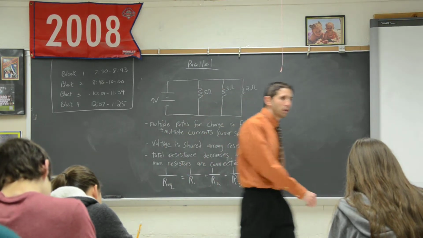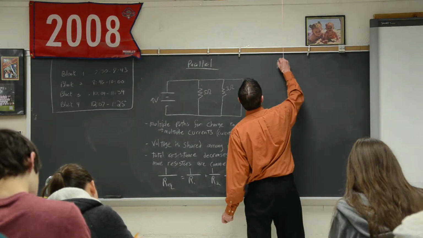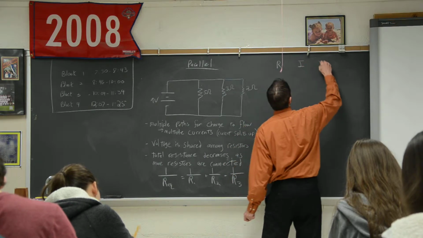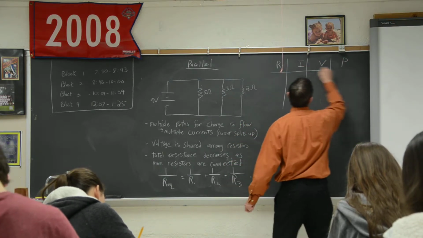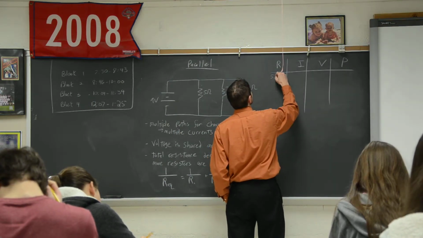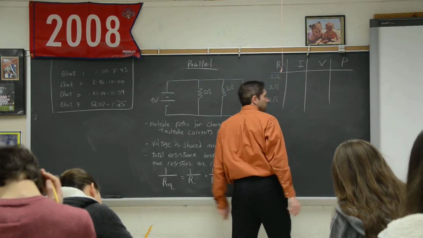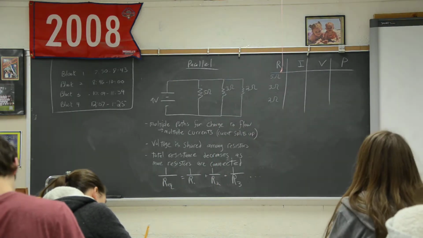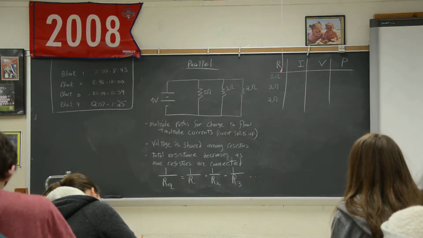Alright, so we want to analyze this parallel circuit. Okay, same thing, start out with the chart. So we have 5 ohms, 3 ohms, 2 ohms, like so. Okay. I'm going to find the equivalent resistance of this circuit next.